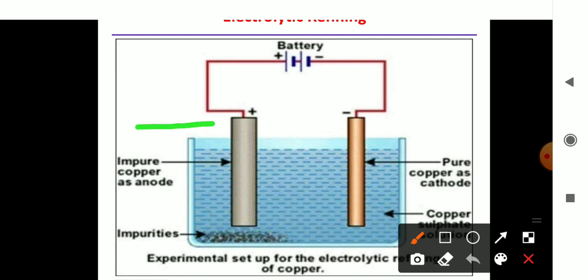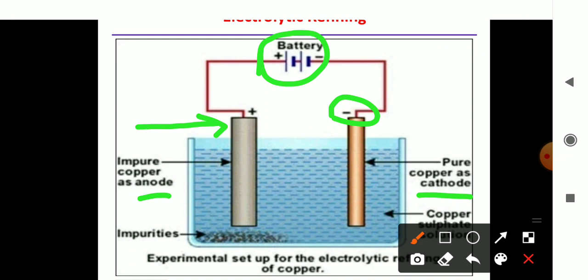Look at the symbol, students. Here it is given positive sign, which means anode is a positively charged metal rod, or anode is a positive electrode. Now cathode is a negatively charged metal rod, or a negative electrode is cathode in electrolytic refining process. And these 2 metal rods are connected by using a battery which is acting as a power source, because we need electricity. That electricity can be given by this battery.